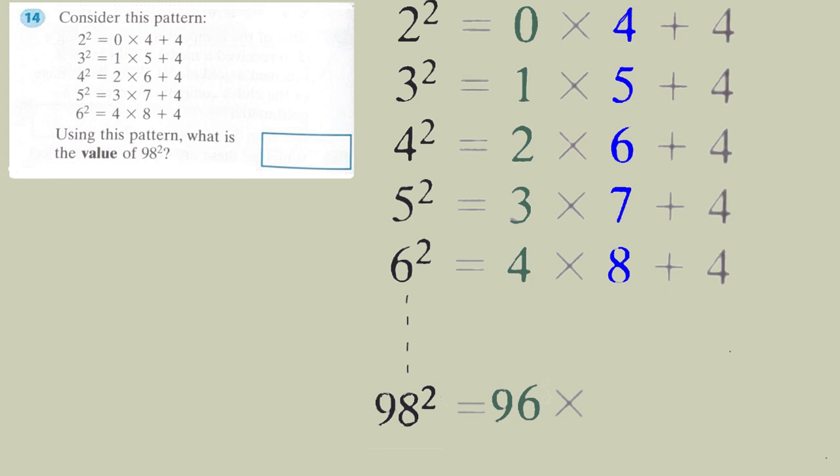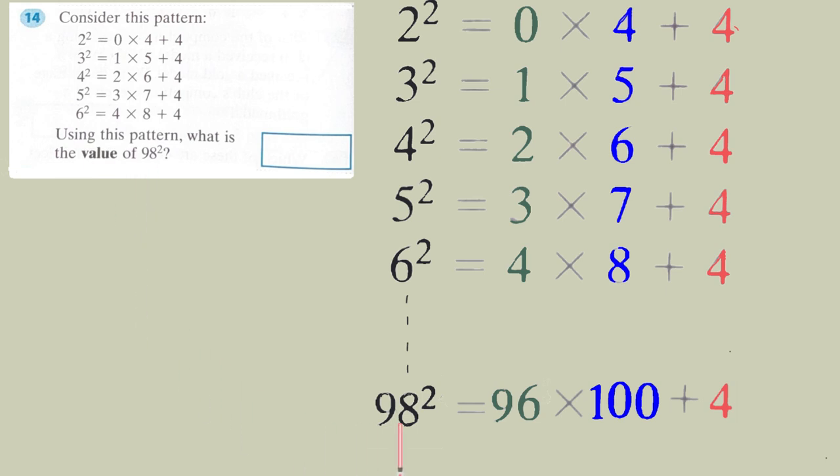And this will be multiplied by a number that is 2 more than the one on the left-hand side. 3 plus 2 is 5. 4 plus 2 is 6. 5 plus 2 is 7. 6 plus 2 is 8. So this number will be, in that case, 98 plus 2, which means it'll be 100. And this will be added to a number that is pretty constant. It's just 4. The question that we're asked is, what is the value of this?